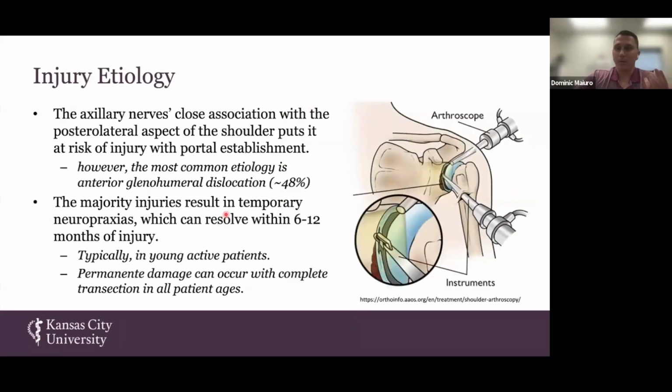So, why are we worried about this? What's the big deal, right? We're worried about the closeness of that. The muscle belly obviously is protecting this nerve, but it is very close in terms of the relationship between that belly and the skin itself. And so its close association with the posterior lateral aspect of the shoulder puts it at risk of injury when we place a portal or a trocar or scope or any sort of instrument that has to access this cavity, right?